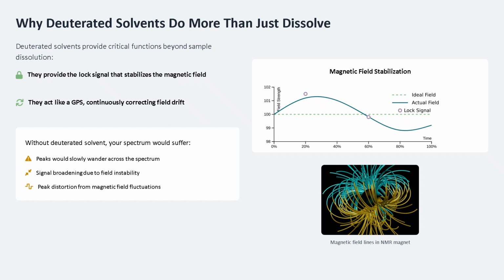Deuterated solvents play another critical role that often goes unnoticed. They provide the lock signal for the NMR instrument. Magnetic fields are never perfectly stable. Over time, small fluctuations occur. The deuterium signal acts like a GPS system for the magnet, continuously correcting these small drifts. Without this lock signal, peaks would slowly move, broaden, or become distorted. So deuterated solvents don't just make spectra readable, they help keep them stable and reliable.